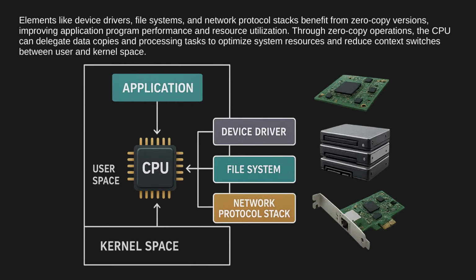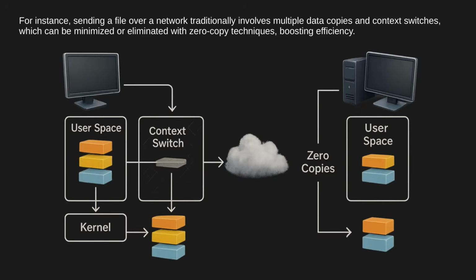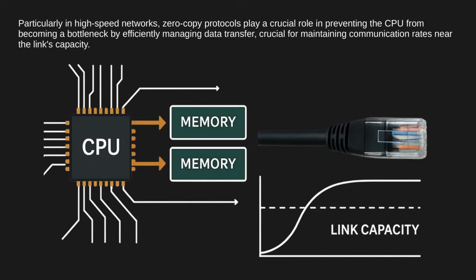Through zero-copy operations, the CPU can delegate data copies and processing tasks to optimize system resources and reduce context switches between user and kernel space. For instance, sending a file over a network traditionally involves multiple data copies and context switches, which can be minimized or eliminated with zero-copy techniques, boosting efficiency. Particularly in high-speed networks, zero-copy protocols play a crucial role in preventing the CPU from becoming a bottleneck by efficiently managing data transfer, crucial for maintaining communication rates near the link's capacity.